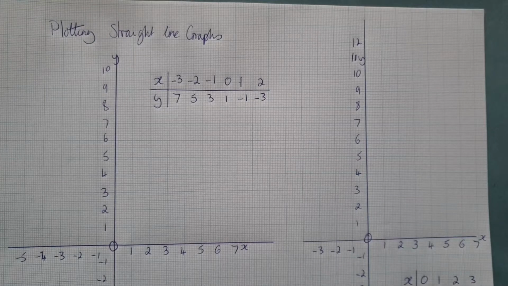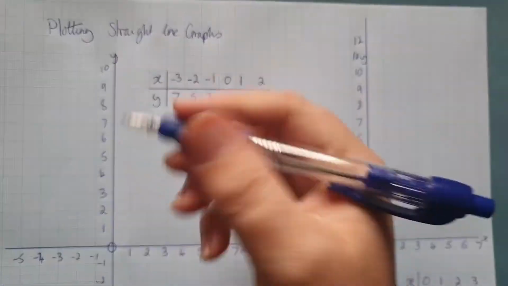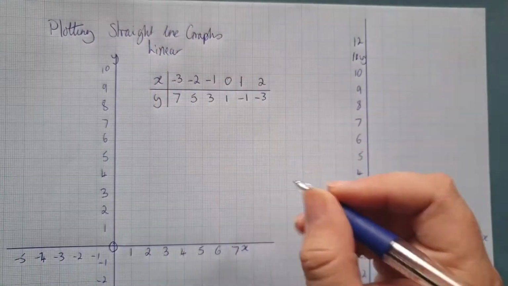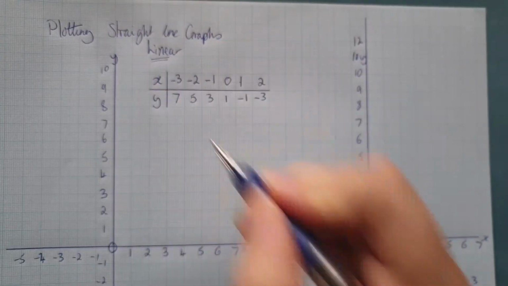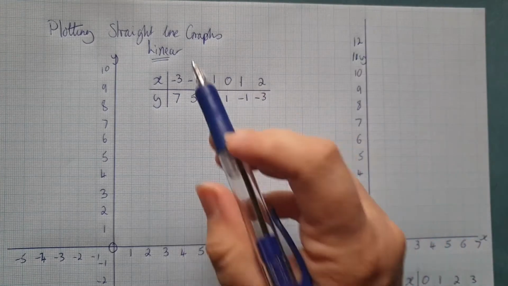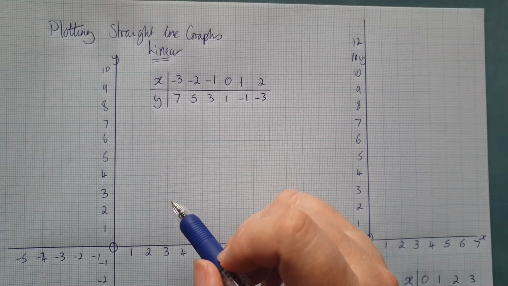Hello, today we're looking at plotting straight line graphs. Now, straight line graphs are also known as linear graphs because of that, the line, okay? The root of the word means line, and linear means straight line graphs.